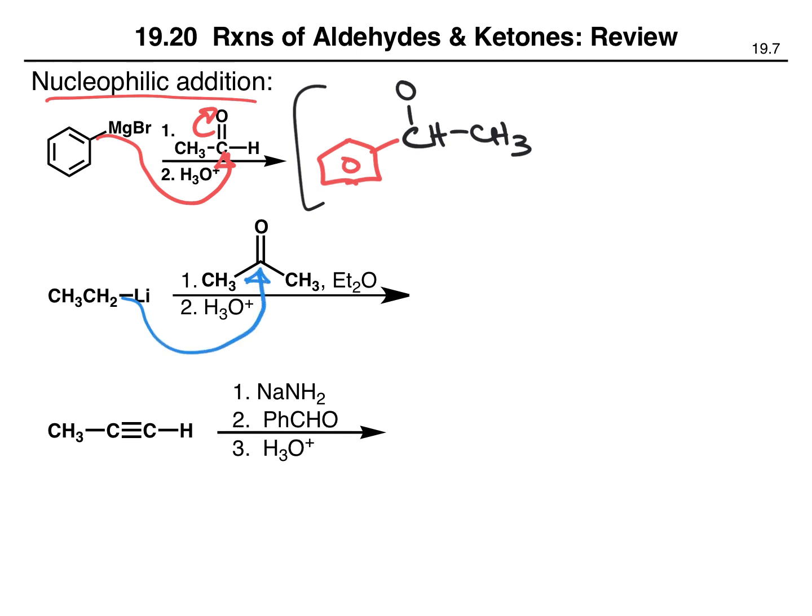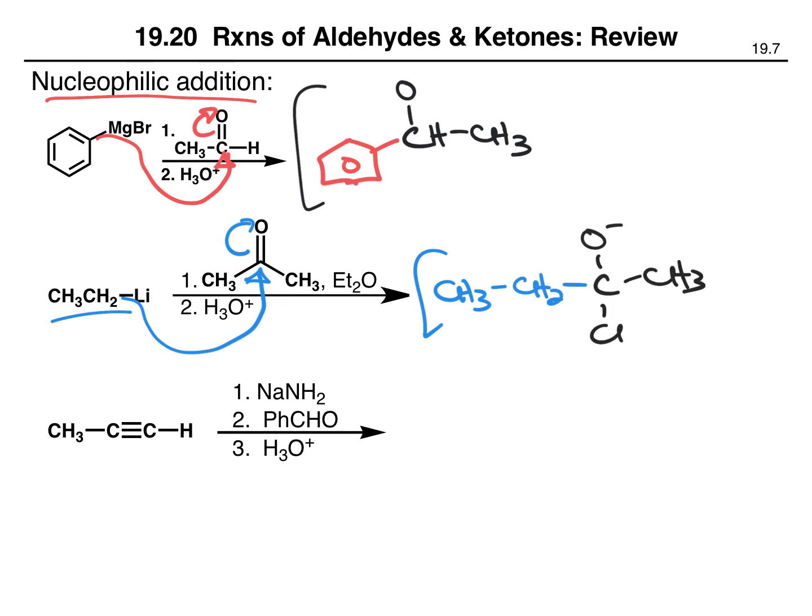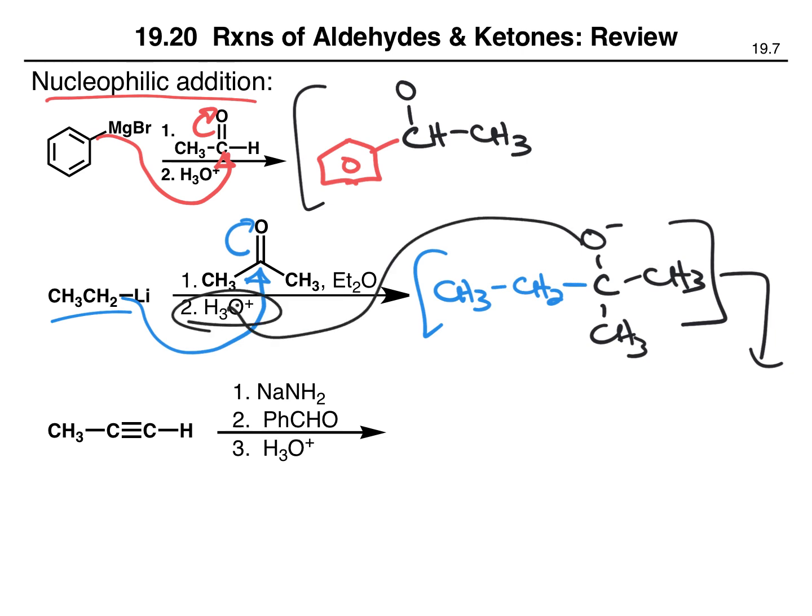In addition to Grignards, this can also be done with organolithium reagents. Once again, that is a source of a nucleophilic carbon that will push these electrons up here, giving us as an intermediate this. And then after aqueous acid workup, the O- will grab a proton, and we will end up with this alcohol.